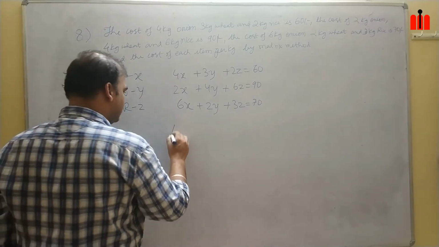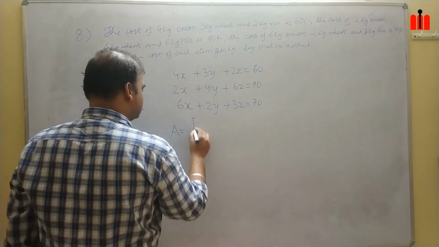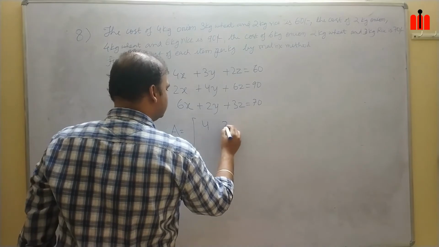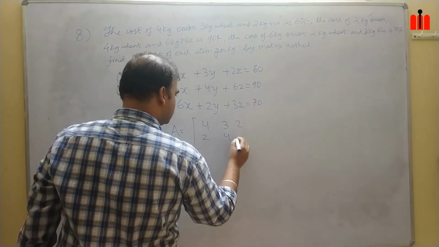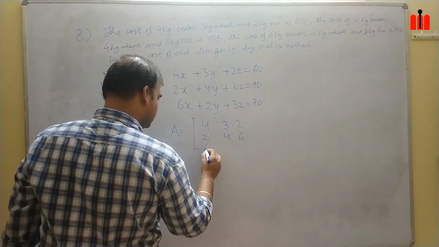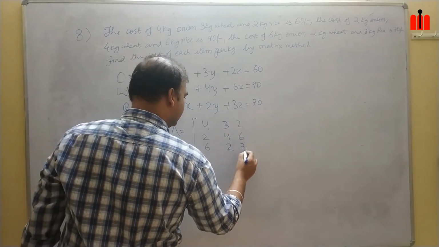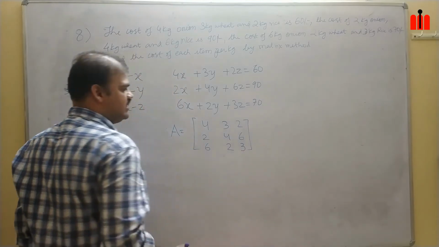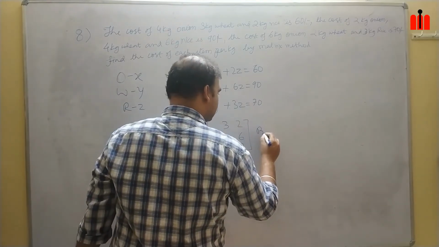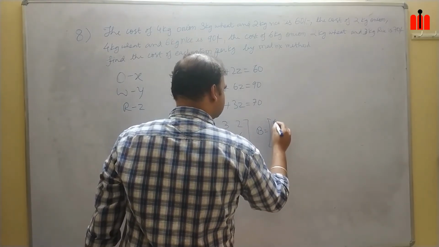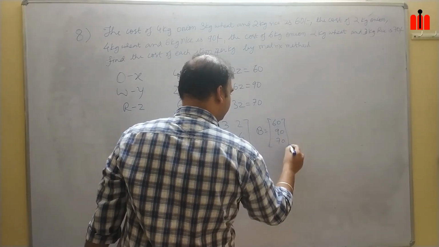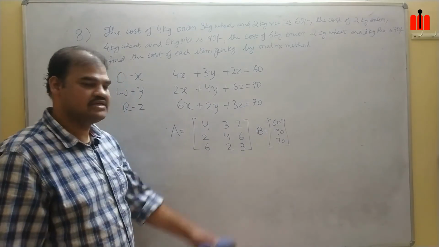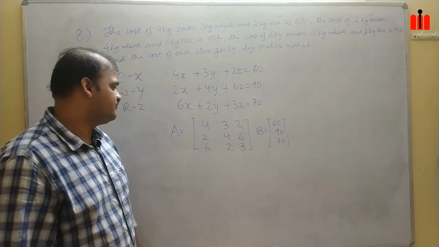So what will be my A matrix? My A matrix will be 4, 3, 2, 2, 4, 6, 6, 2, 3. This will be my A matrix. What is the B matrix? B matrix is 60, 90, 70. Okay, B matrix is 60, 90 and 70.